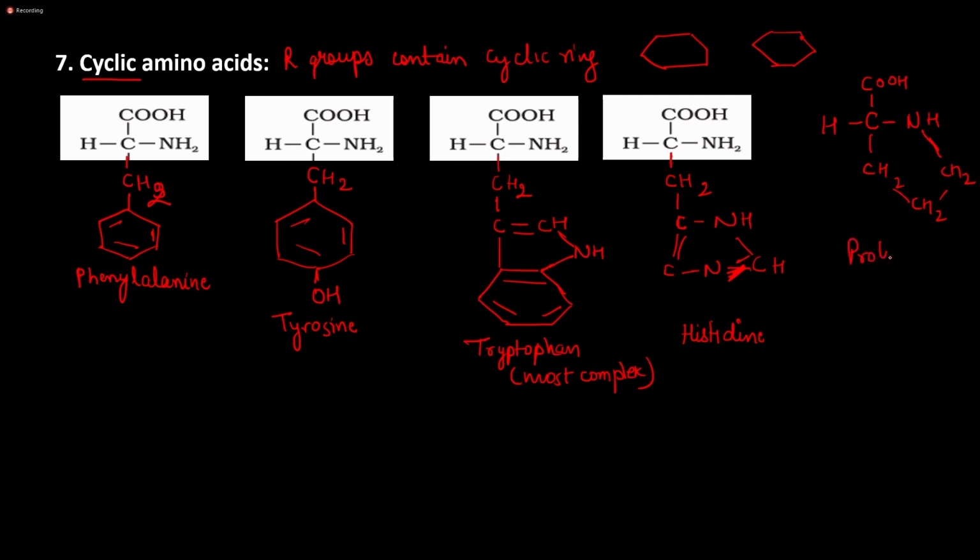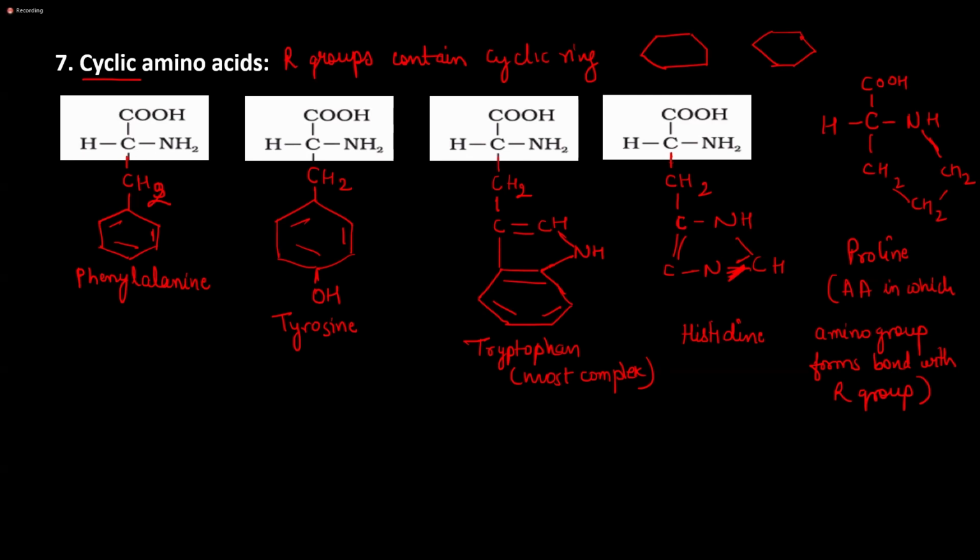So this is proline, and it is the only amino acid in which the amino group forms a bond with the R group. The amino group that is present in the backbone is forming a bond with this R group. So this is the only amino acid. So we saw there are five cyclic amino acids.